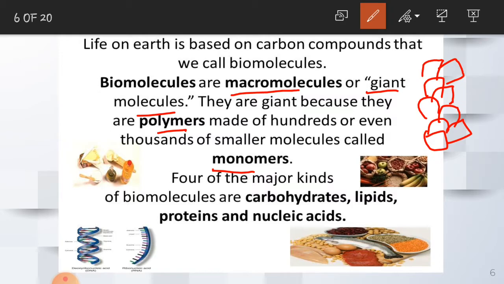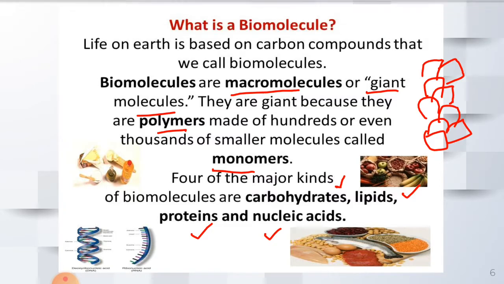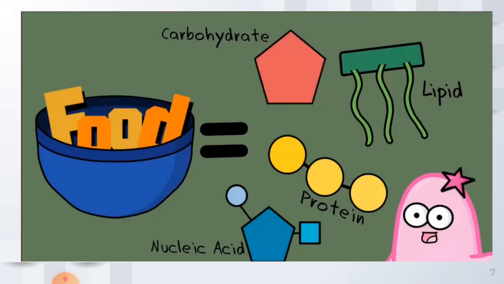The biomolecules are of four kinds. These are carbohydrates, lipids, proteins, and nucleic acids. All of these biomolecules are made up of smaller units called monomers. So carbohydrates, lipids, proteins, and nucleic acids are the kinds of biomolecules that are present within the living organisms and have different functions. Let's study them one by one.